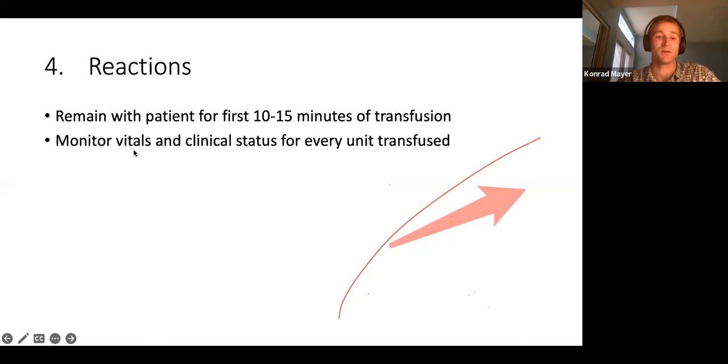It is important to monitor vitals and the clinical status for every unit transfused. So oftentimes patients will require 2 units of blood or 3, and just because the one went in fine without any reactions, every time a new bag or transfusion is started, it is important to monitor the patient for any adverse reactions. So let's get into the reactions that could happen.